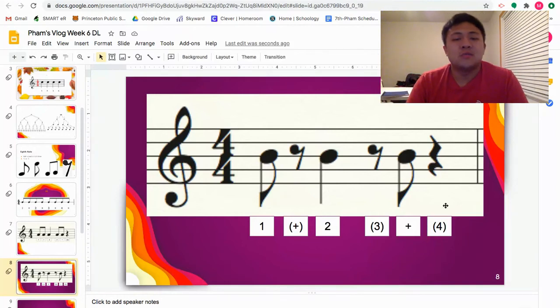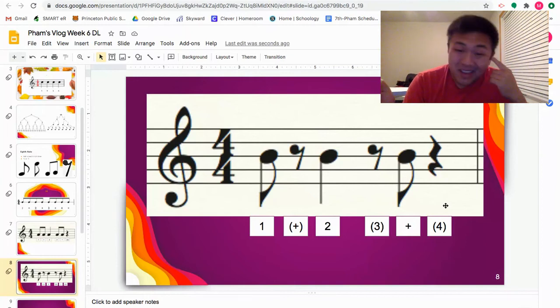Okay, let's try clapping this one. 1 and 2 and clap and go. 1, 2, 3 and 4. Oh, I messed up with the clap there. I'll try it again. 1 and 2 and again and go. 1, 2, 3 and 4.